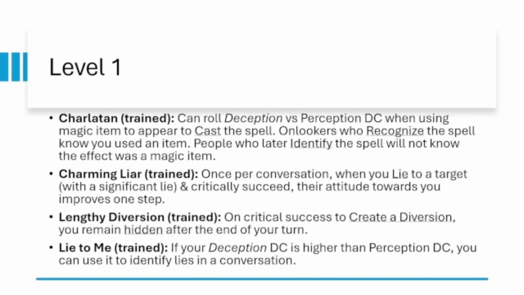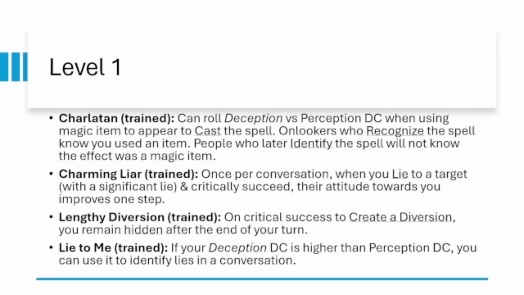The first one is Charlatan, which lets you pretend to cast a spell when you're using a magic item. This is primarily useful for impersonating spellcasters, because, again, if you're supposed to be impersonating a spellcaster and you can't cast a spell, odds are that'll give them a higher chance of identifying you. However, the feat does not make it so that people can't find out what you're doing. An onlooker who recognizes the spell will know you used an item, but people who later identify the spell will still not know the effect was a magic item, even though they might know it was you who cast it. Or, more accurately, that you didn't cast it.